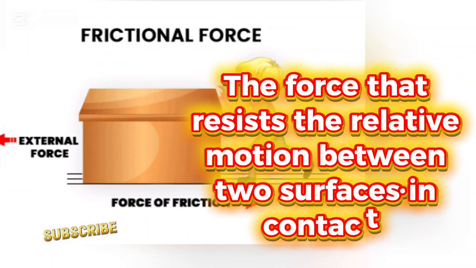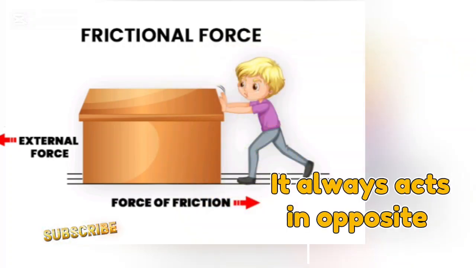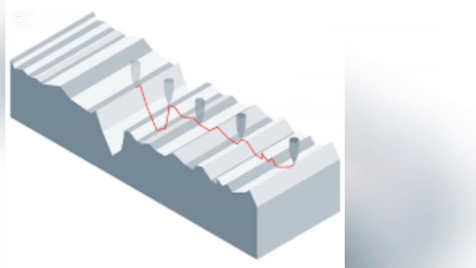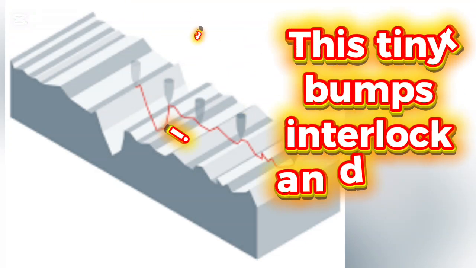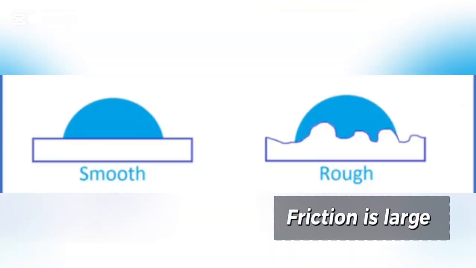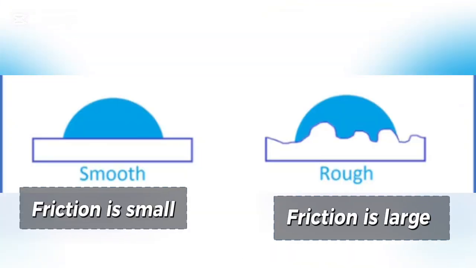Friction is a force that resists the relative motion between two surfaces in contact. It always acts in the opposite direction of movement. This force arises because of microscopic irregularities on the surface. These tiny bumps interlock and resist sliding. Friction is large between rough surfaces. Friction is small between smooth surfaces.